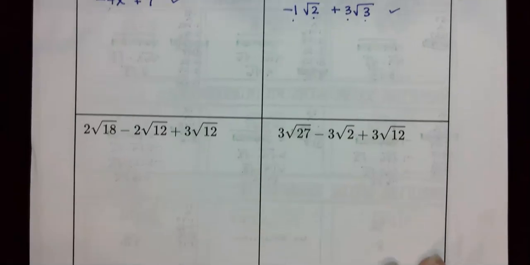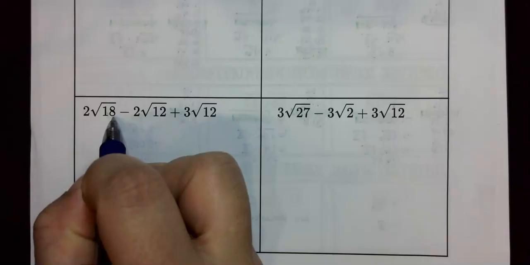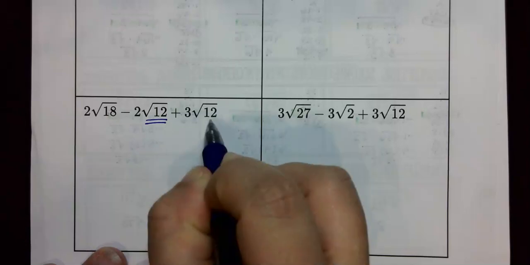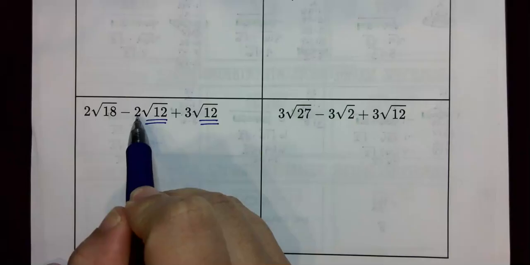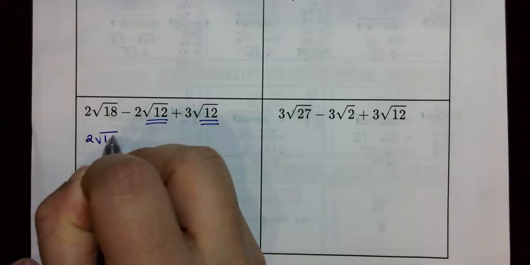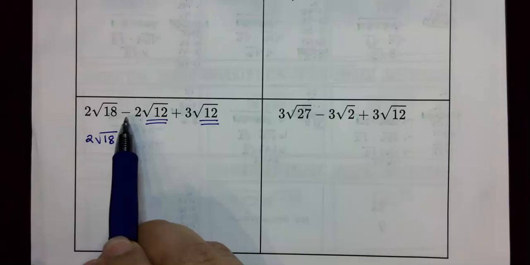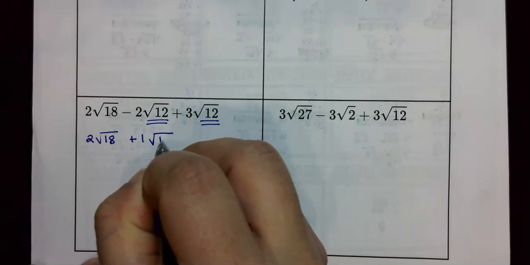So let's move up and let's look at this one right here. Before I do anything, I'm going to see if I can find like terms. This is a square root of 18. This is a square root of 12, and this is a square root of 12. So that means that both of these are the same. I can actually put the -2 together with the +3. So I'm going to bring down the 2 square root of 18. And then I'm going to look just at the numbers in the front. -2 plus 3 gives me a +1 square root of 12.